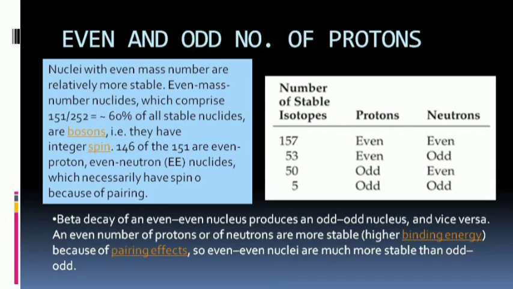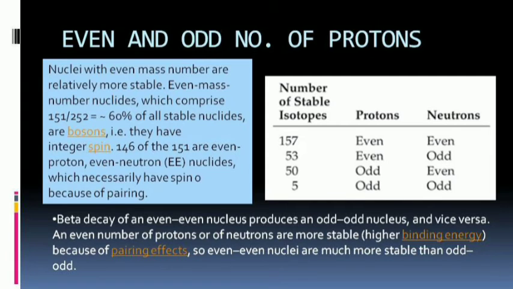Now, when beta decay happens in an even nucleus, it produces an odd nucleus, or vice versa. If an odd one undergoes beta decay, it becomes an even nucleus. So an even number of protons or neutrons is more stable, with higher binding energy, because of the pairing effect. So even nuclei are much more stable than odd.